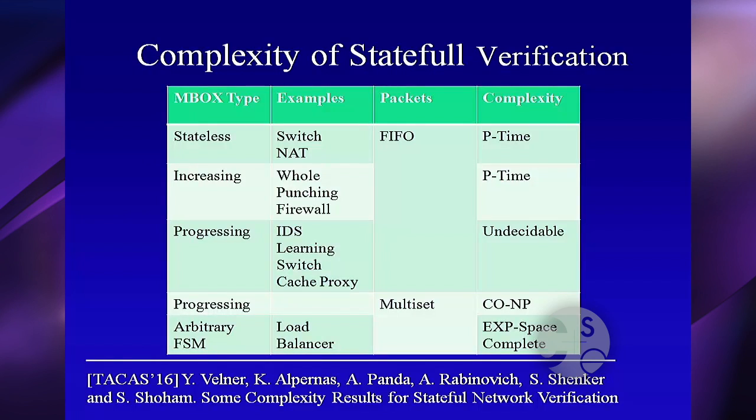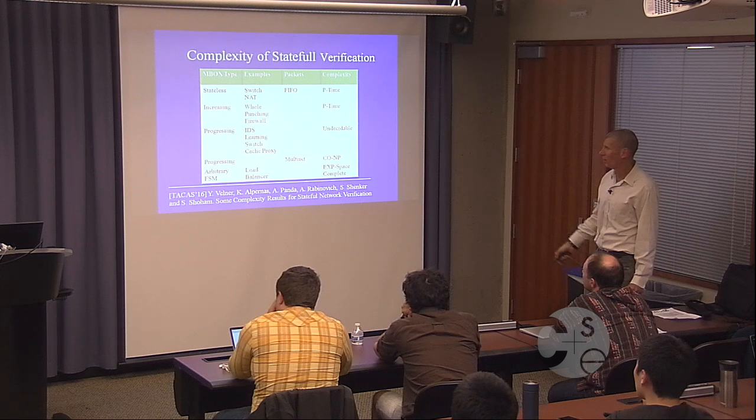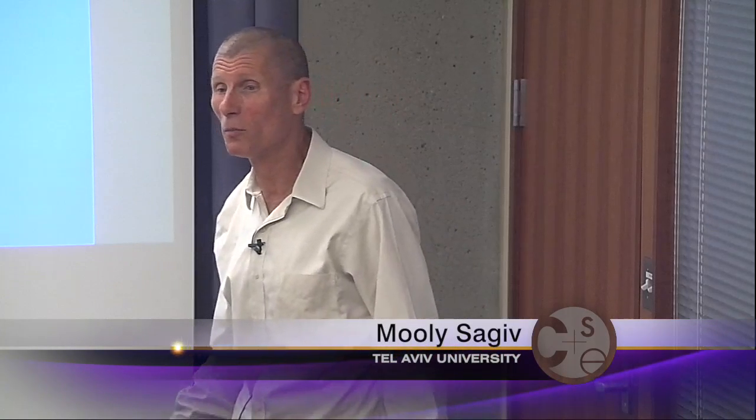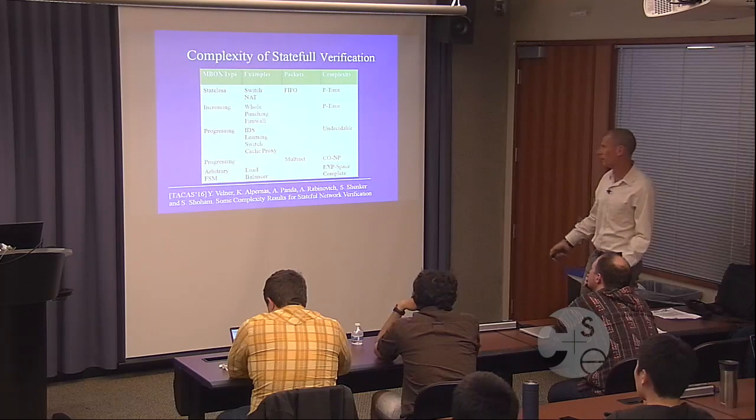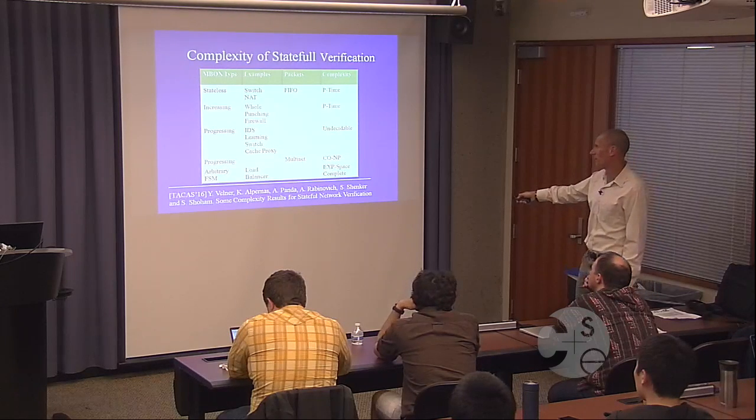So, for example, stateless, which is simple, then we can check it for FIFO, and it's polynomial time. Increasing, it's also increasing. I mean that the forwarding is increasing. But progressing is a weird name, but it sort of says that we don't have cycles in the automata. Then still, even there, you see that once you have a FIFO, it becomes undecidable. So what we do, related to what I told you then, is that we assume that we have no order on the packets. Once we have no order, then it's decidable, but it's still very expensive.